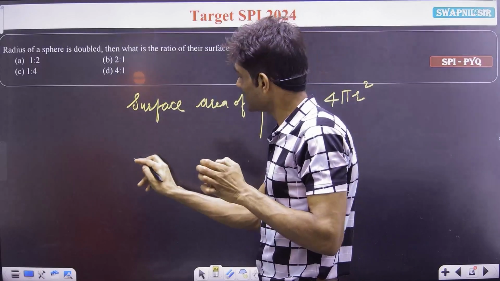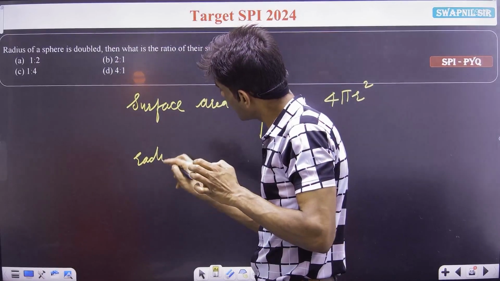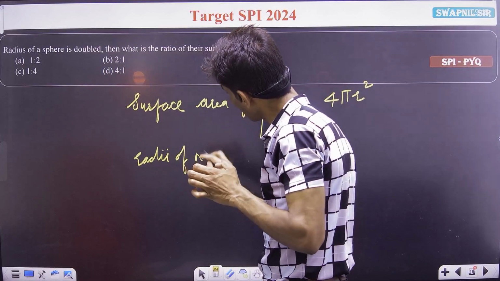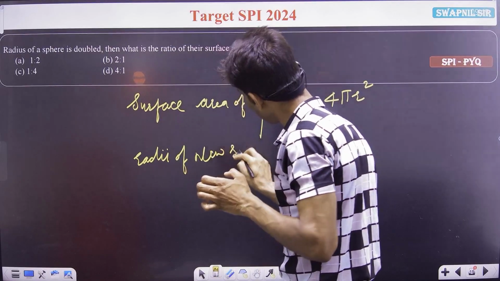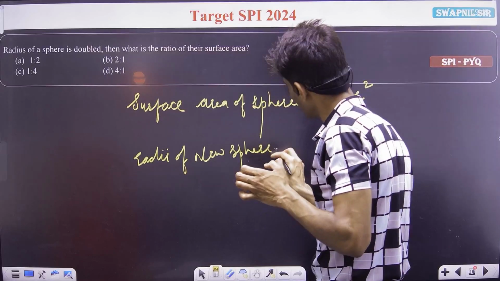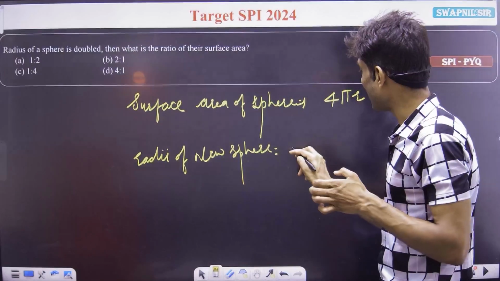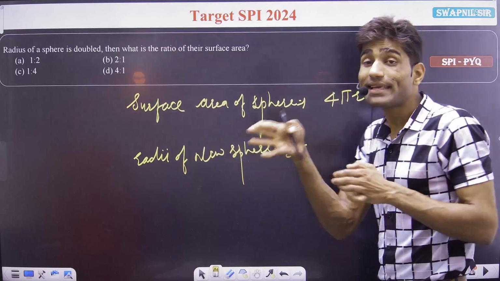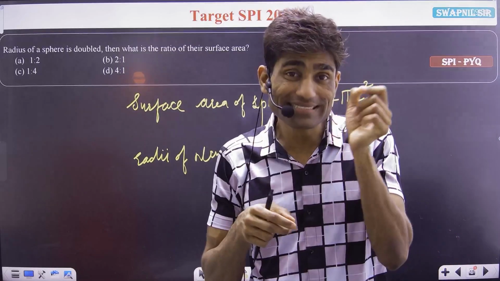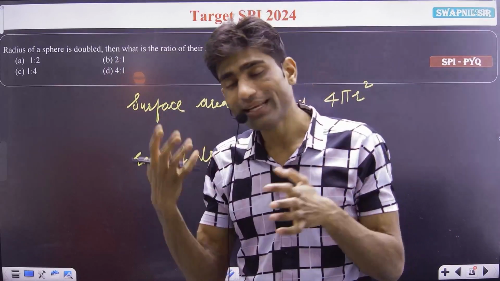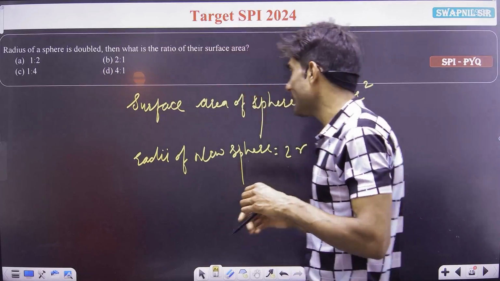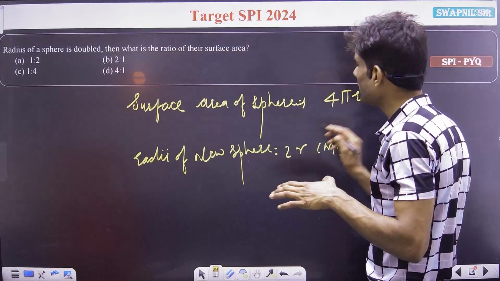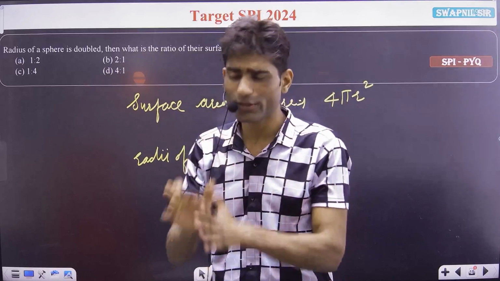So what is the radius of the new sphere? The radius of the new sphere we write as 2 times r. The radius of the old sphere is r centimeter, then the radius of the new sphere we write as 2 times r centimeter. So first of all, understand what we have been given.